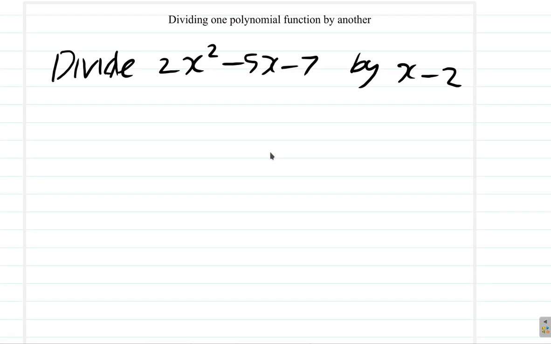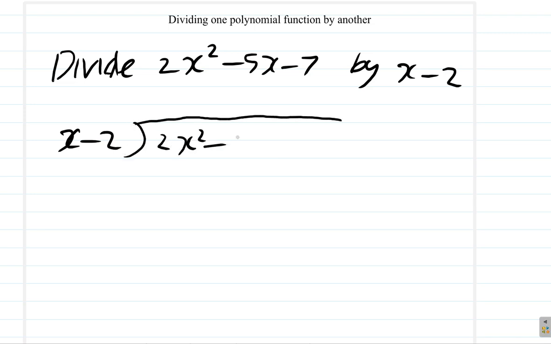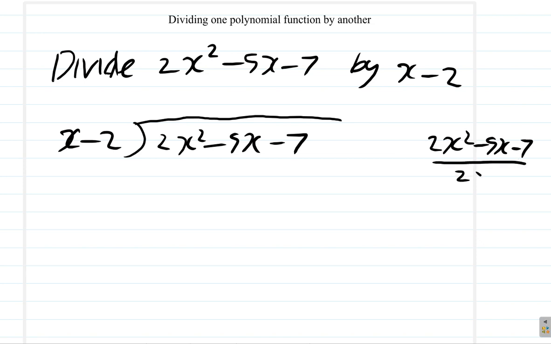Let us look at this example where we divide one polynomial by another. Now, we use long division. We have x minus 2 divided by 2x squared minus 5x minus 7. This is similar to writing 2x squared minus 5x minus 7 over x minus 2. Remember that? It's the same thing.